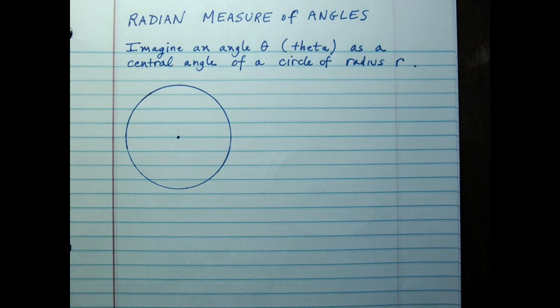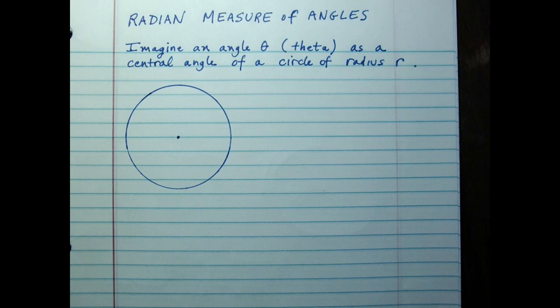Radians is a totally different way of measuring angles. It's different from degree measure. We're already familiar with degree measure. It turns out that in advanced math, it makes a lot more sense to use radian measure than degree measure for measuring angles. So let's get started.